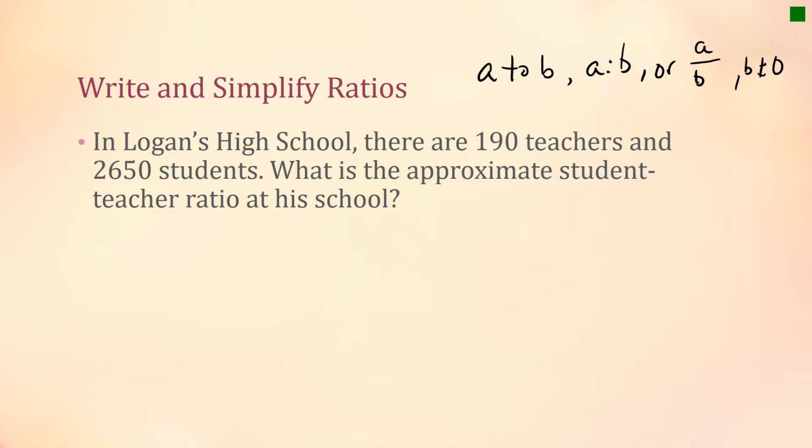So let's begin by taking a little word problem here and recognize how we would express this as a ratio. So in Logan's High School, he goes to a big high school. There are 190 teachers and 2,650 students. What is the approximate student-teacher ratio? Well, we know there's 190 teachers, and we know there's 2,650 students.